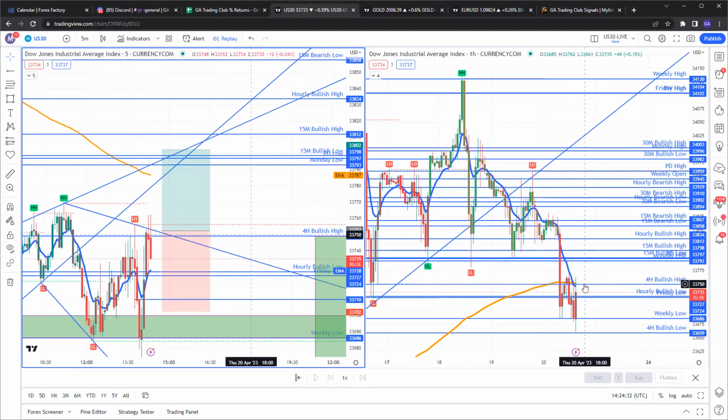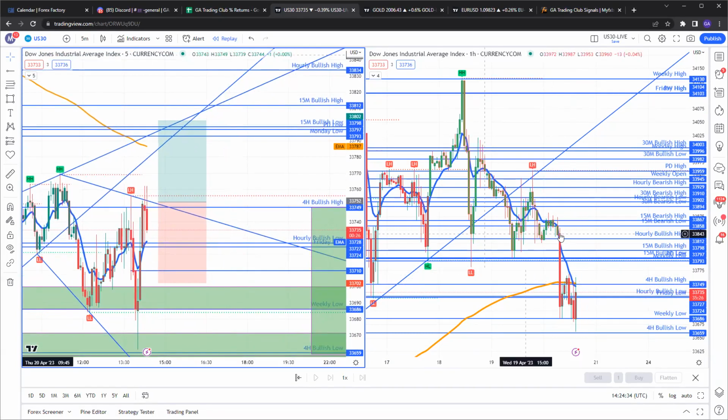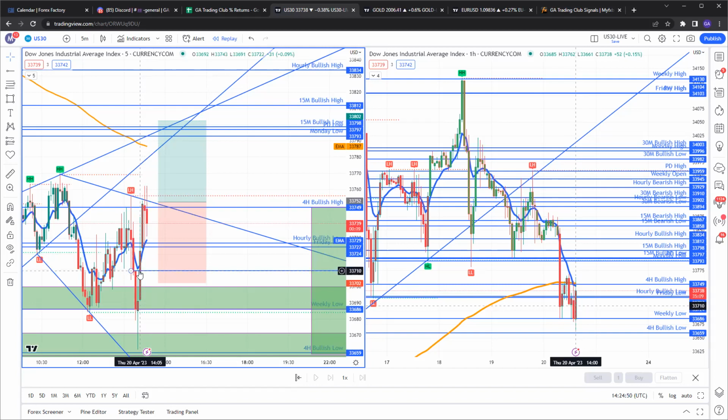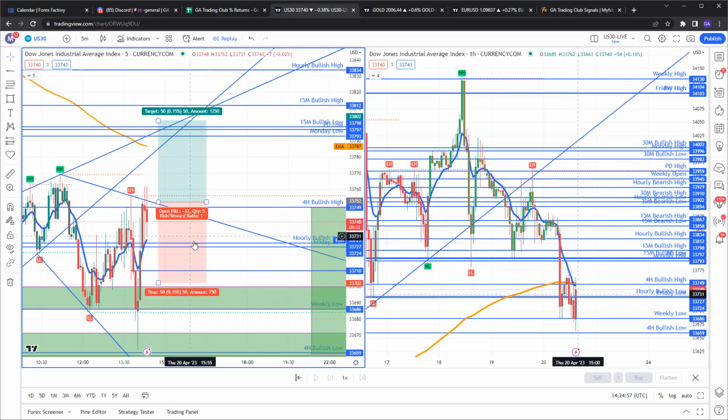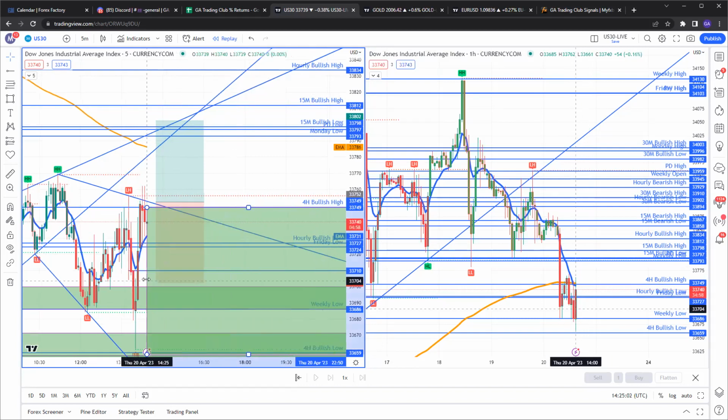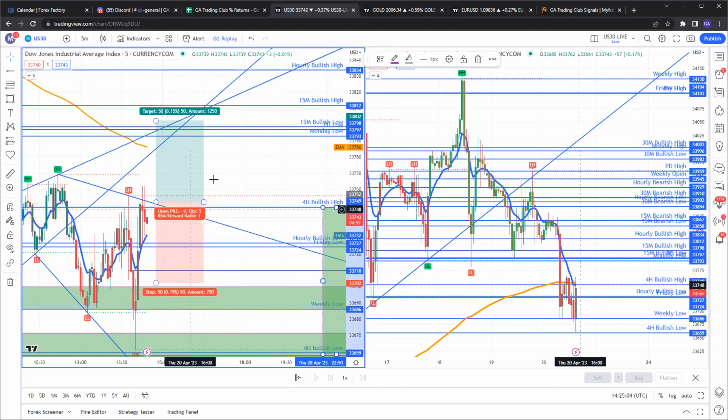On the hourly, we do have that death cross forming, but keep in mind, normally the higher time frames override any smaller time frames. But anything can happen. A golden cross does not have to materialize. A death cross does not have to materialize. But that filler buy on US 30 would be at around 33,710 with a 0.25% risk. That would be an early entry, because ideally that would be the middle of the 4-hour bullish high and the 4-hour bullish low.